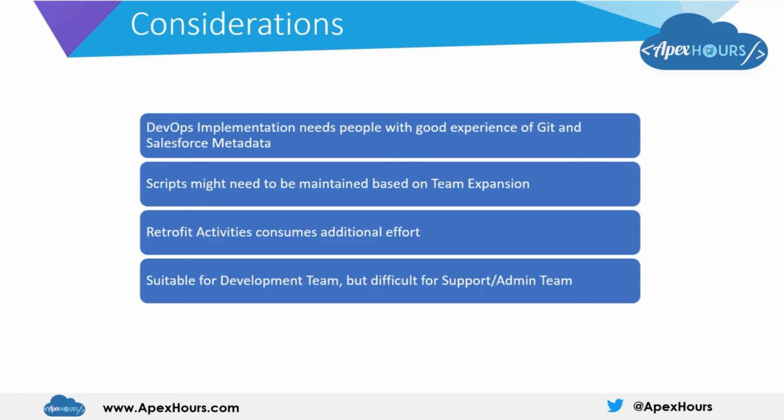And based on your requirement, like when the team is getting expanded, when you are having additional process in place, the script needs to be maintained by someone. And one problem we are currently facing with GitHub Action is that the retrofit activities are really time consuming, because whenever you are trying to merge after a production deployment, you might need to merge that with lower branches, which might be deploying these changes to other sandboxes also.